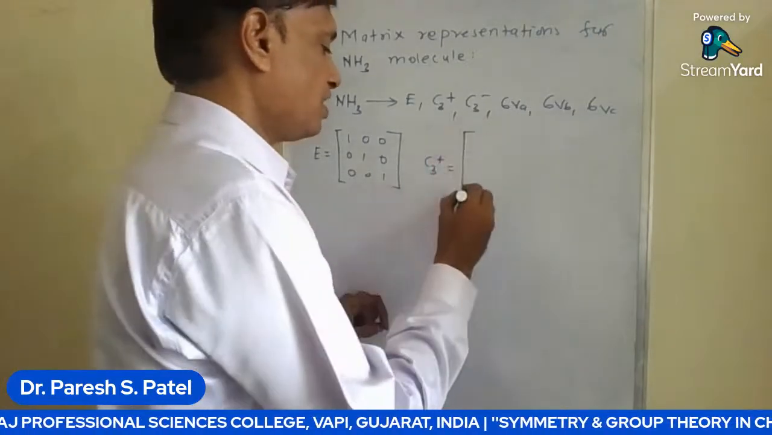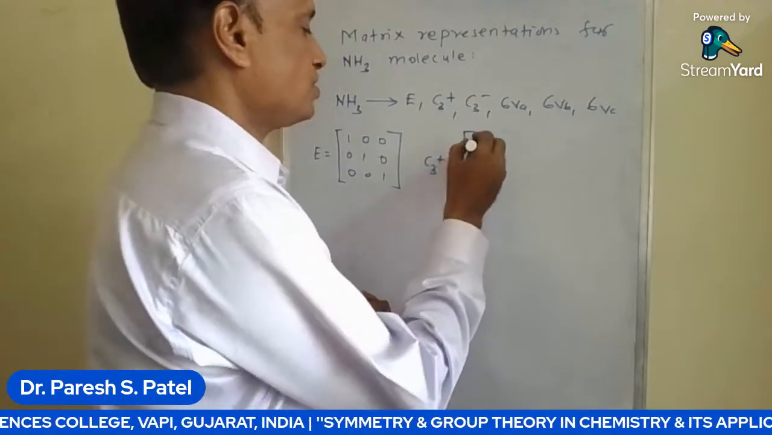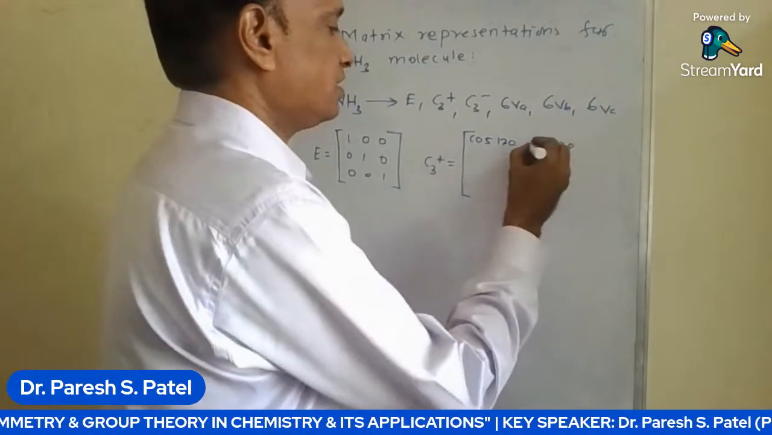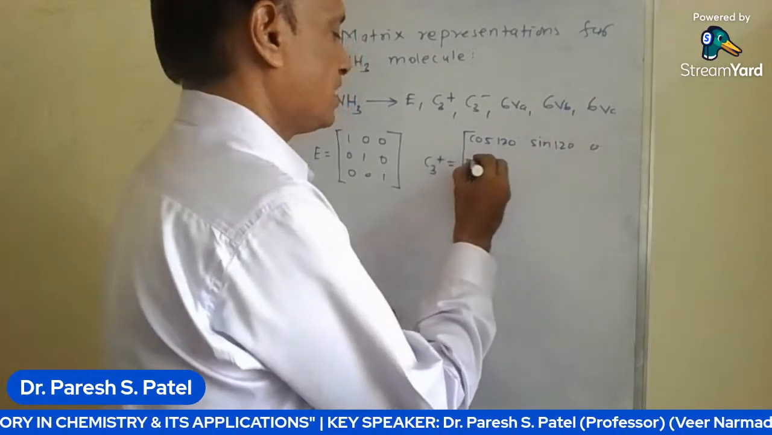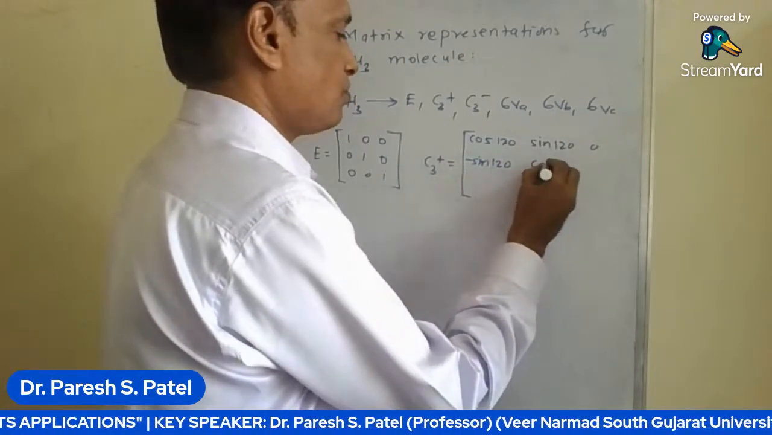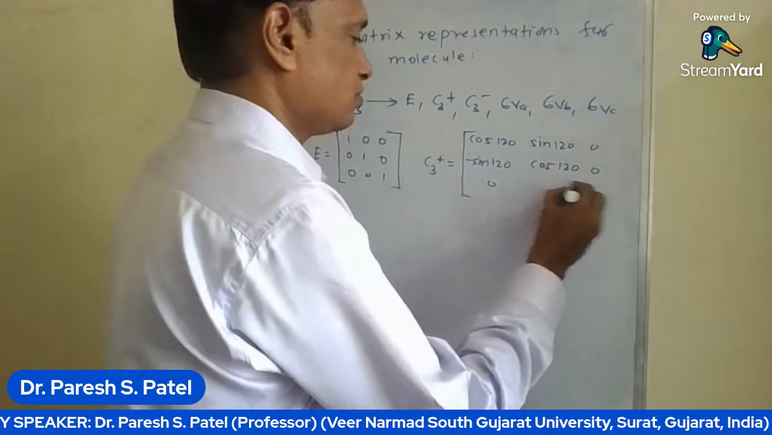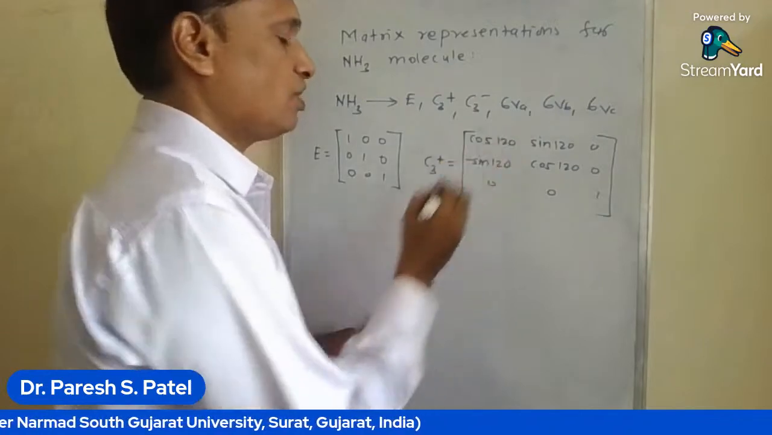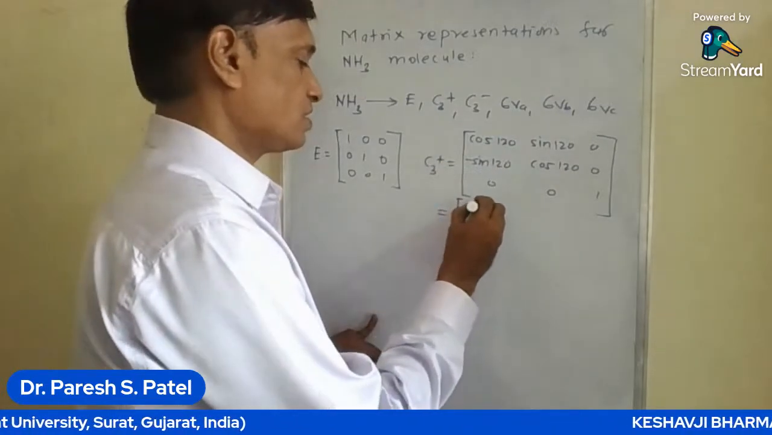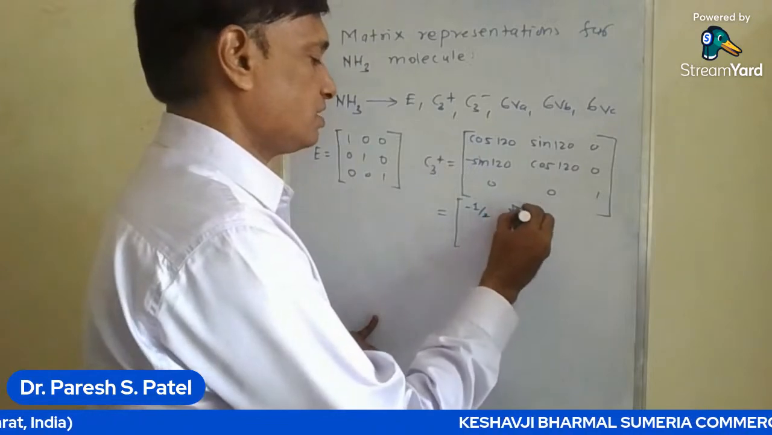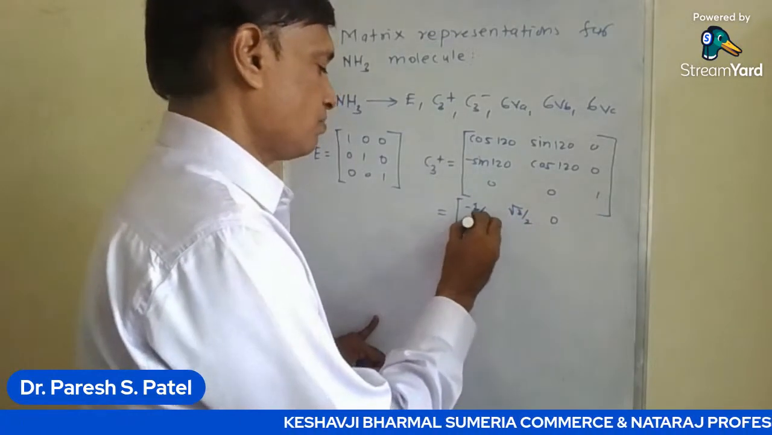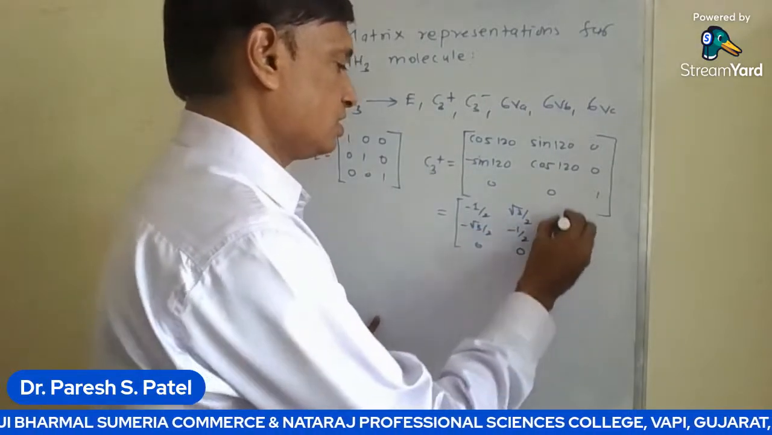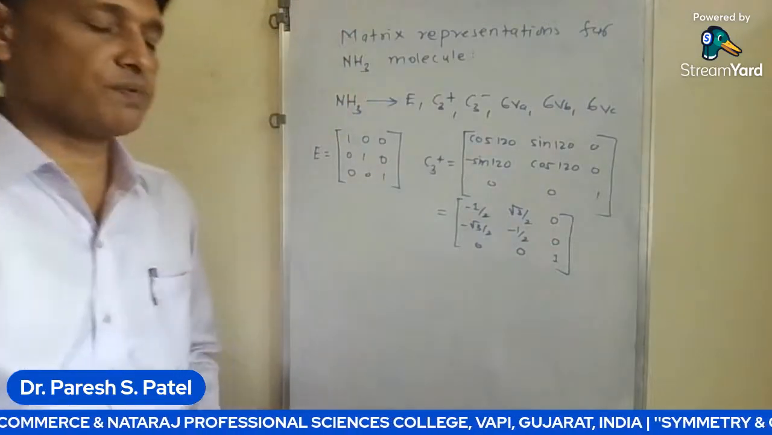So if we put the values in a clockwise rotation, cos 120, sine 120, 0; minus sine 120, cos 120, 0; 0, 0, 1, is equal to, the value for cos 120 is minus 1/2, sine 120 is root 3 by 2, so we get minus 1/2, root 3 by 2, 0; minus root 3 by 2, minus 1/2, 0; 0, 0, 1. So this is the matrix representation for C3 plus.